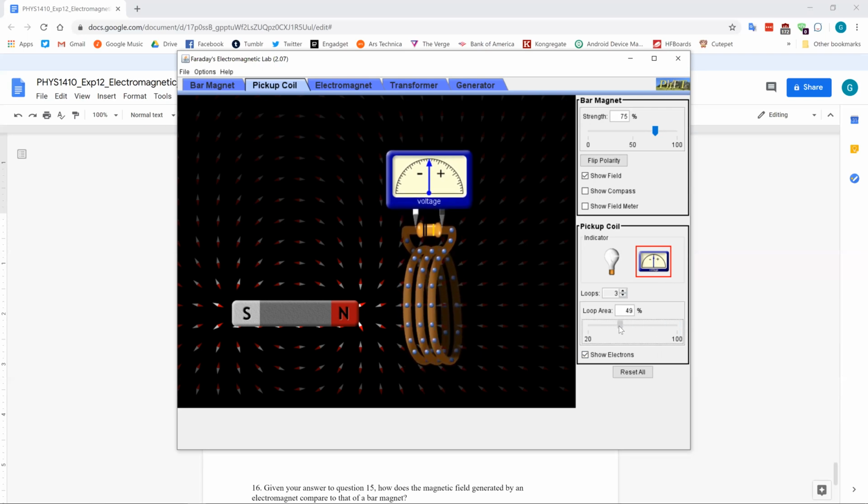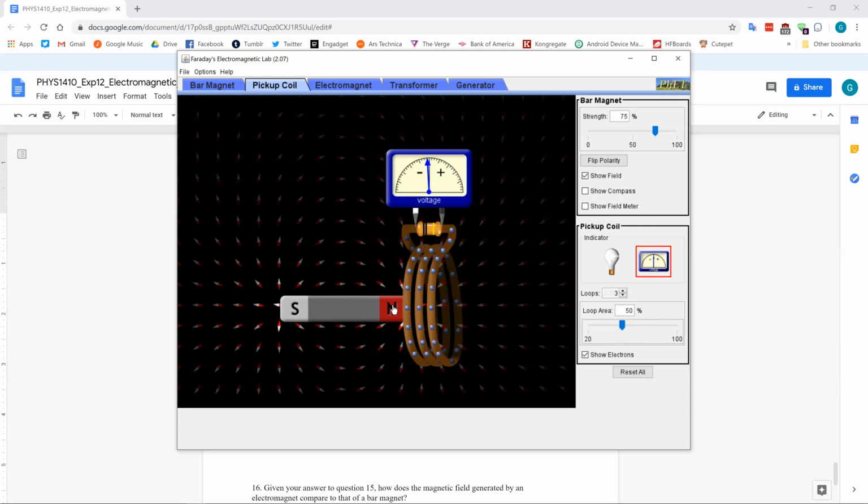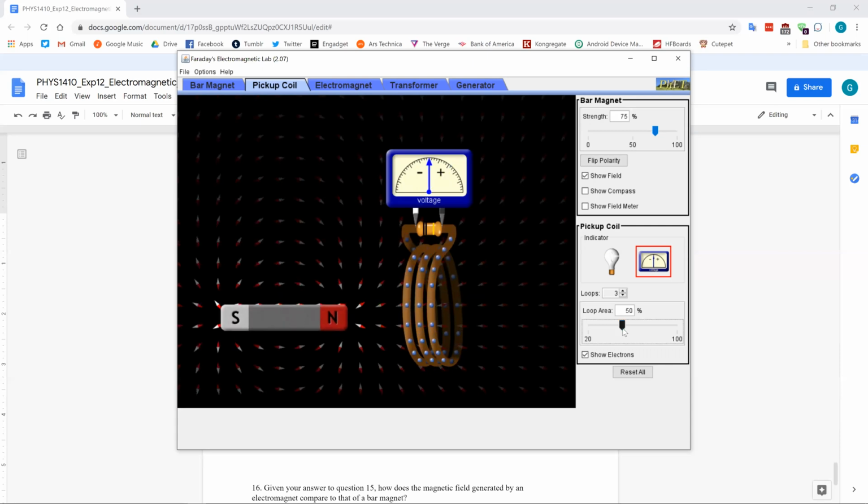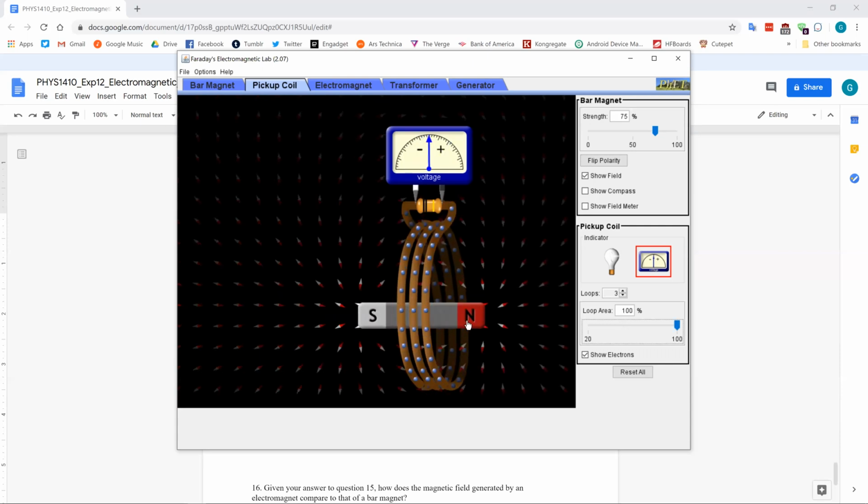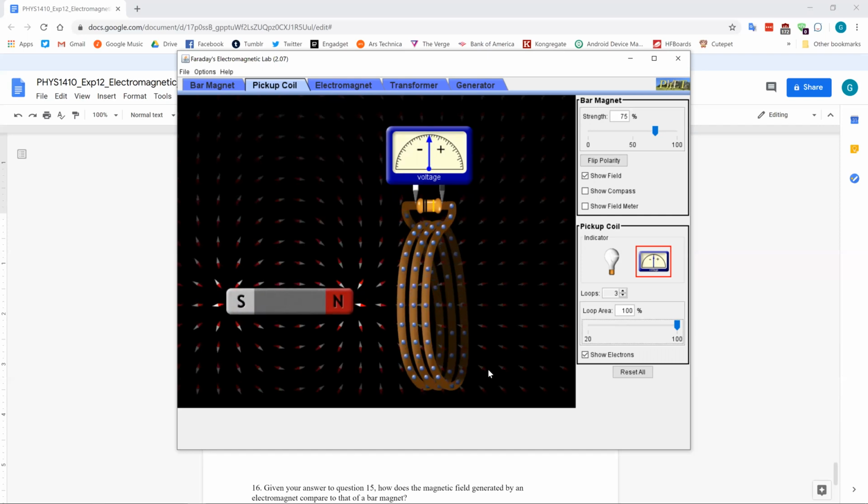So it's not exactly double because I can't move this at exactly the same speed, but you'll just have to do your best with it.